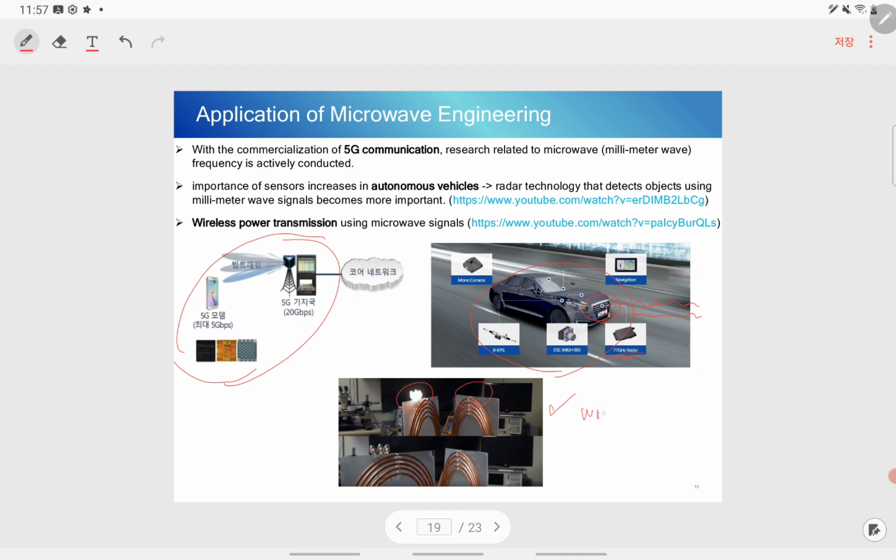The third one is wireless power transfer. Wireless communication delivers information, right? Data. But power transmission transmits the power to the receiver without any medium, right? So this can be used for electric car charging. This is also a very useful technique which utilizes microwave engineering. So you can watch the YouTube video.